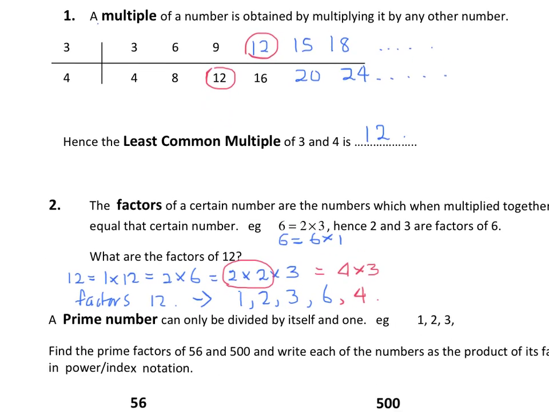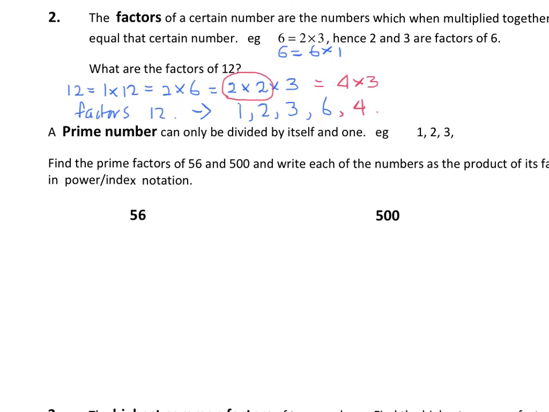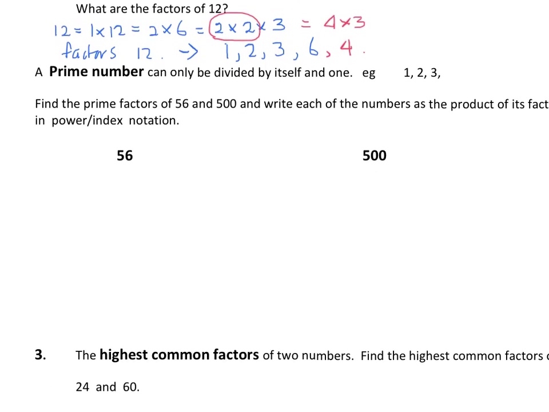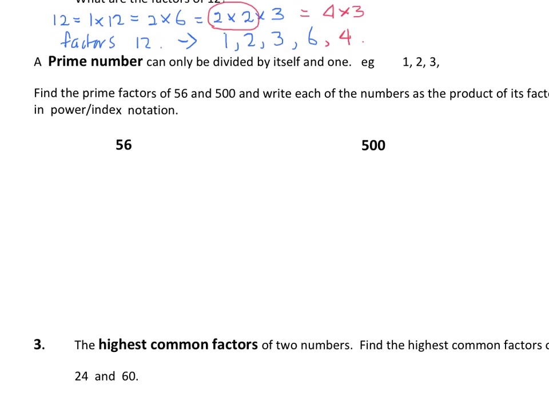Does anyone know what a prime number is? A prime number is a number which can only be divided by itself and 1. So for instance, the numbers 1, 2 and 3 are all prime numbers, because they can only be divided by themselves and by 1. If we look at the next number, which is 4, well, it can be divided by 1, but it can also be divided by 2, so hence it's not a prime number.